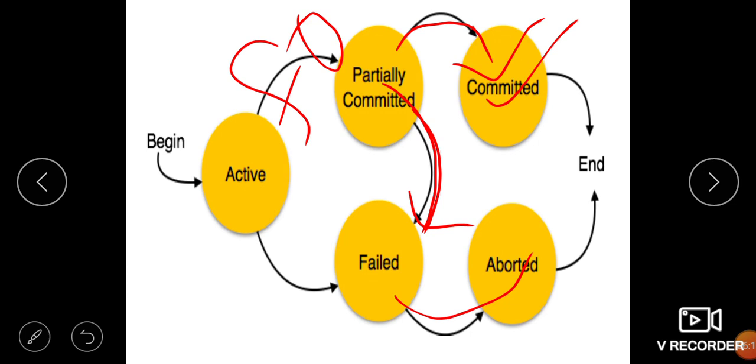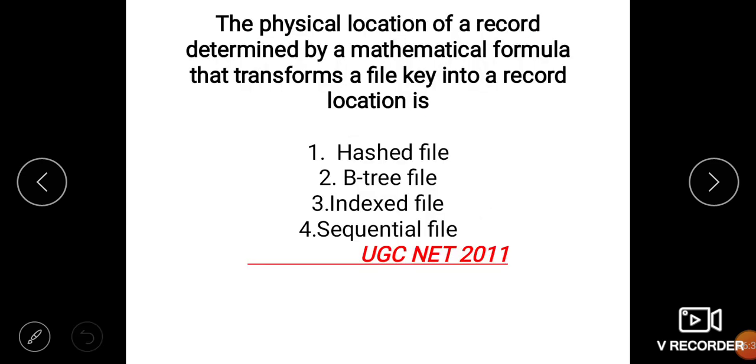Okay, these states are followed in a transaction. To perform a transaction, if it does not follow these states, then a conflict may occur in the transaction. Okay, so I think this discussion is enough for this question. Now go to the next question.